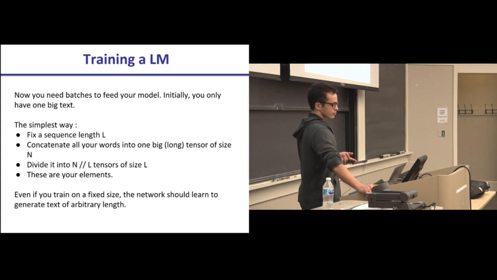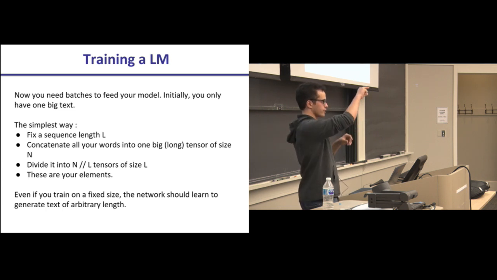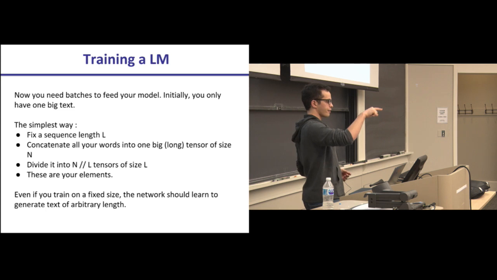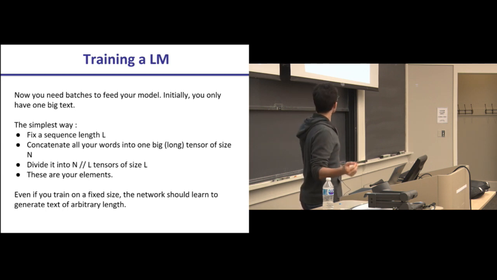So the most simple way: you've got your initial raw text, and if you have it as one concatenated integer long tensor, you can reshape it to have all the sequences of sentence length L, and you basically can use these sequences of fixed length as your inputs, each one being an input sequence of size L.